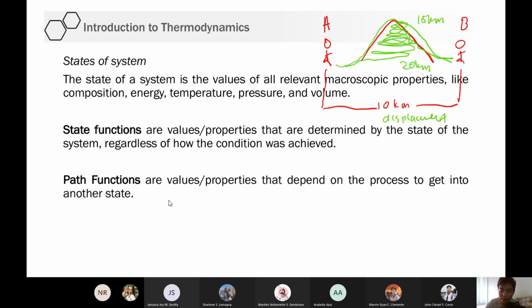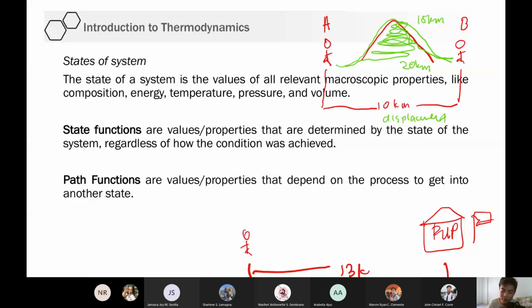Okay? Another example. Kunwari, ako to, tapos ito yung PUP. Yung distance ko papunta sa PUP, nasa Valenzuela ako, so 13 kilometers yon pag ginugol mo. So, yun yung displacement, no? Yung from initial to final, 13 kilometers. Mula sa PUP papunta sa bahay ko, vice versa. State function yon, kasi ang tinitignan niya lang ay yung initial and the final state. Pero kung ako pupunta ng PUP, yung distance traveled ko ay path function.